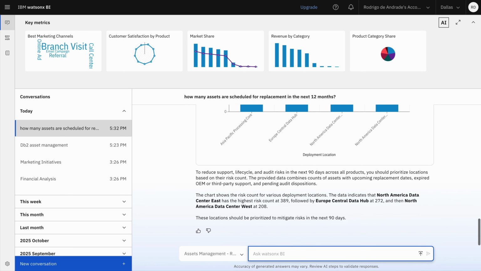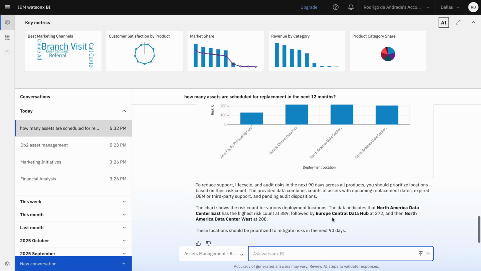And here you go. watsonx BI generated the visualization, but also a natural language explanation with all the assumptions that were used to generate this answer. So you can see that watsonx BI considered the replacement dates, the expired OEM or third-party support, pending audit section. So you have a clear vision of what was considered to generate this answer. And most important, you have the answer, the locations that you need to prioritize in the next days.